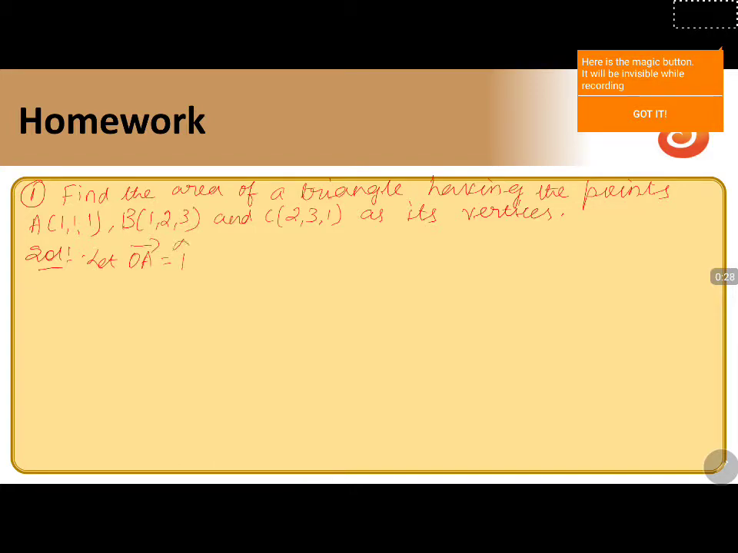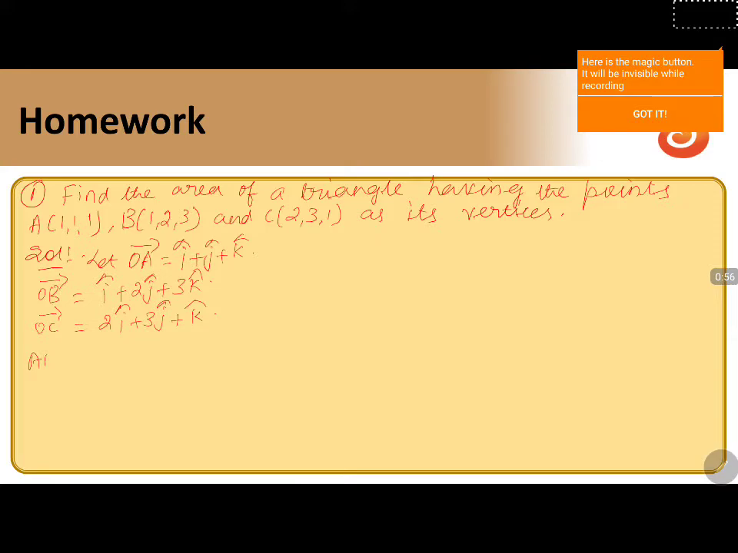i cap plus j cap plus k cap, while OB vector equals i cap plus 2j cap plus 3k cap, while OC vector equals 2i cap plus 3j cap plus k cap.